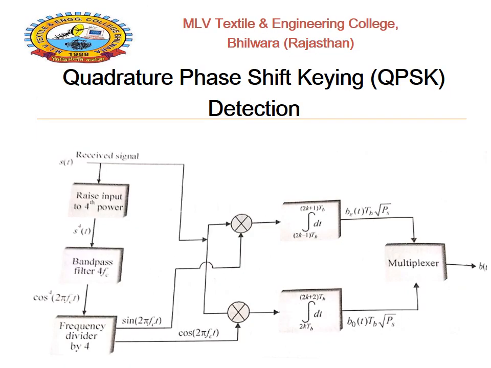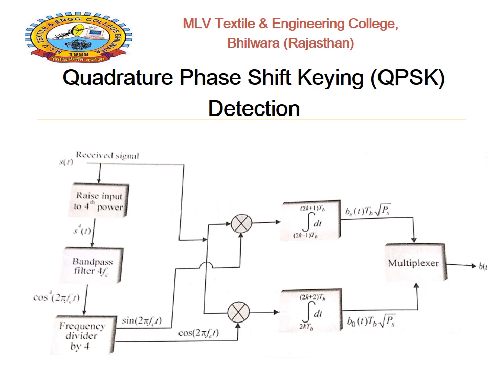Next one, the PPT represents the quadrature phase shift keying detection, where the detection part is performed at the receiver section. So consider the basic block diagram of the detection part. Here the input is the received signal. The received signal is firstly given to the raised-to-the-4th-power block. That means it upgrades the power to the 4th power. So the output of the raised power block is s to the power 4 of t.